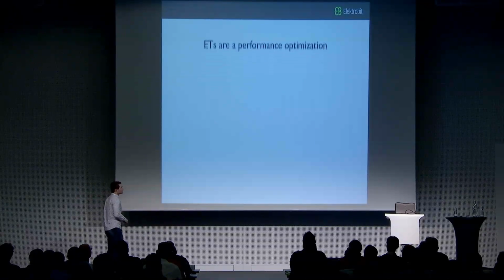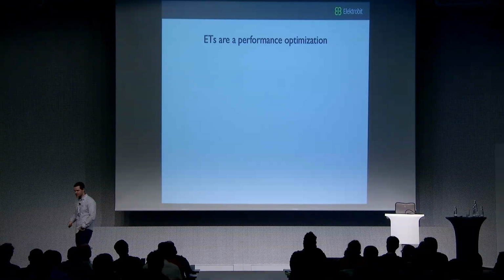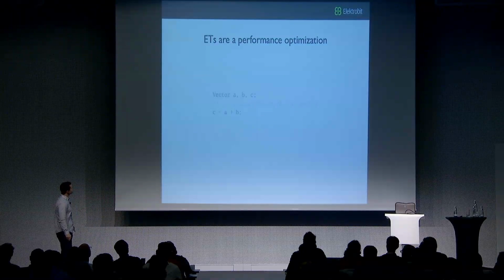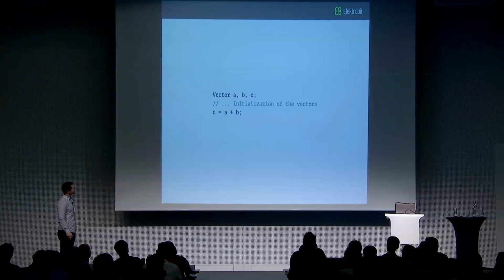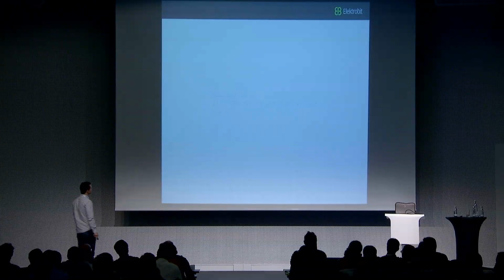Expression templates are a performance optimization. This is essentially what we learned from all the publications out there. So let's take, again, the classical example of adding two vectors and take a closer look at it.